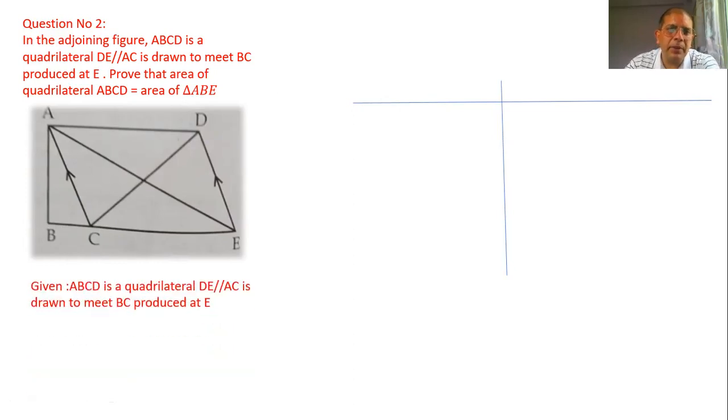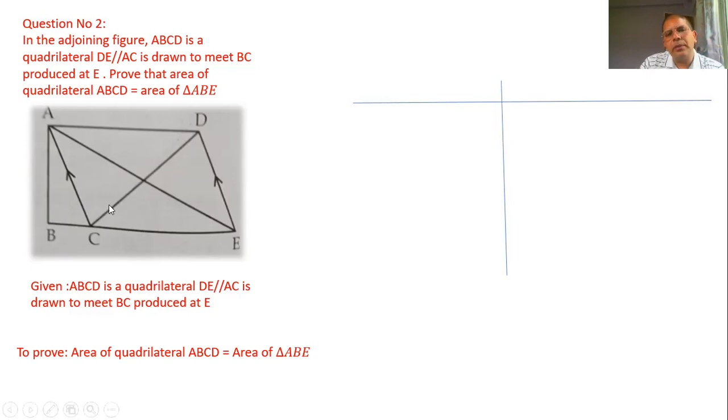Given ABCD is a quadrilateral, where DE parallel to AC is drawn to meet BC produced at E. And to prove is the area of quadrilateral ABCD is equal to the area of triangle ABE. Then how can you do this question? What is your given? You should observe here, these two lines are parallel.